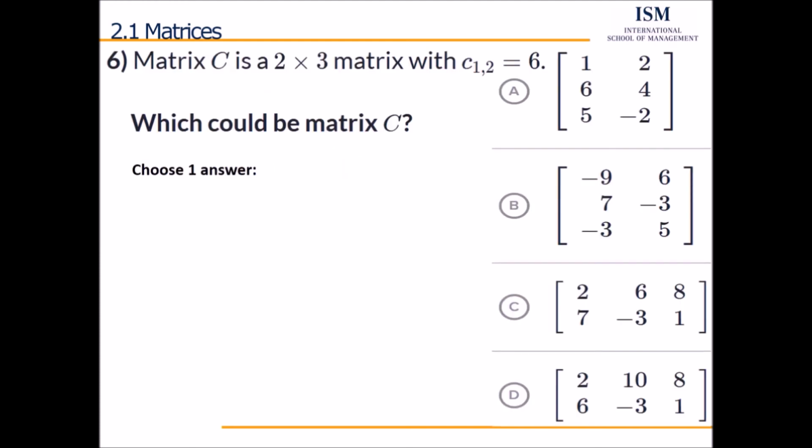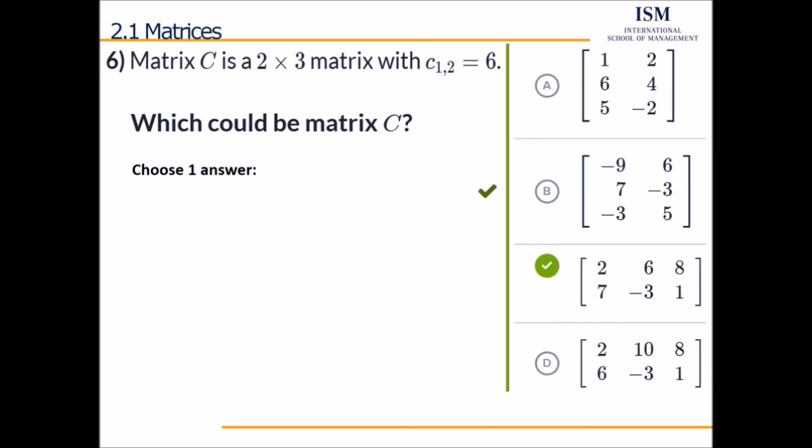Question number 6. Which matrix can be matrix C? There are 2 features for matrix C. First, matrix C has 2 rows and 3 columns. Second, matrix C has to be the matrix with a number 6 in the intersection of row number 1 and the column number 2. The only option with these 2 characteristics is the option C.